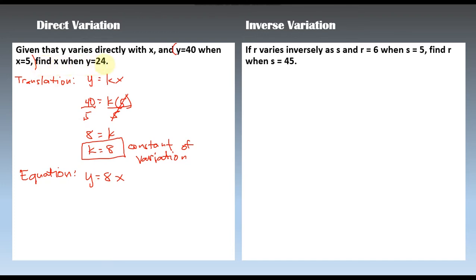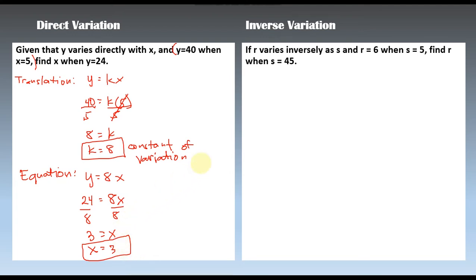And then in our problem, find x when y is 24. So again, just substitute the value of y into our equation and you'll be able to solve for x. Let's proceed with that step. Change y to 24 equals 8x. Then solving for x, we divide both sides by 8. This will give you 3. So x equals 3. Now you have solved for the unknown in our problem regarding direct variation.